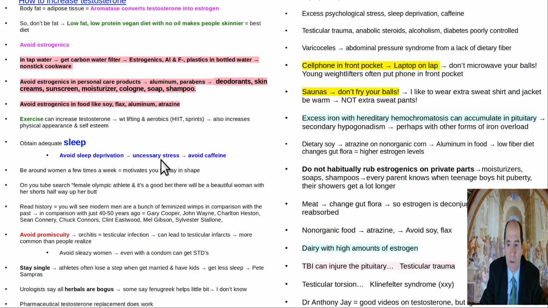You want to avoid unnecessary stress. So whatever it takes to avoid unnecessary stress, do that. Avoid caffeine because it's really the same as increasing stress. It elevates cortisol and catecholamines, okay? So you don't want that.